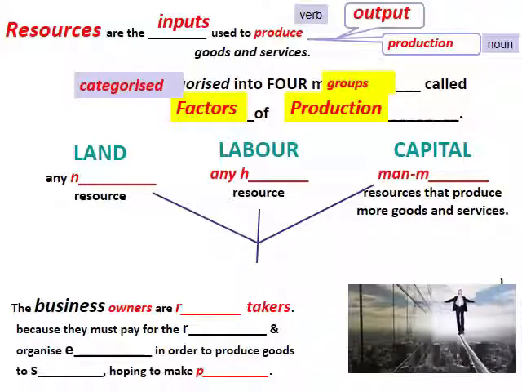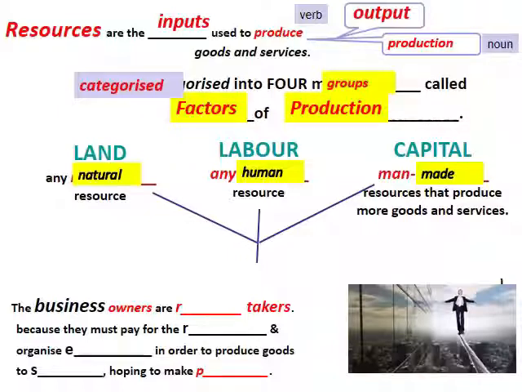And the 4 factors of production, number 1, not in any particular order, but is called land. And land is any natural resource. Labor is any human resource, and capital any man-made resource. One of the easiest ways to recognize capital is just think of machines and things like that. Now, the land, the labor, and the capital is put together, organized by the 4th factor of production.